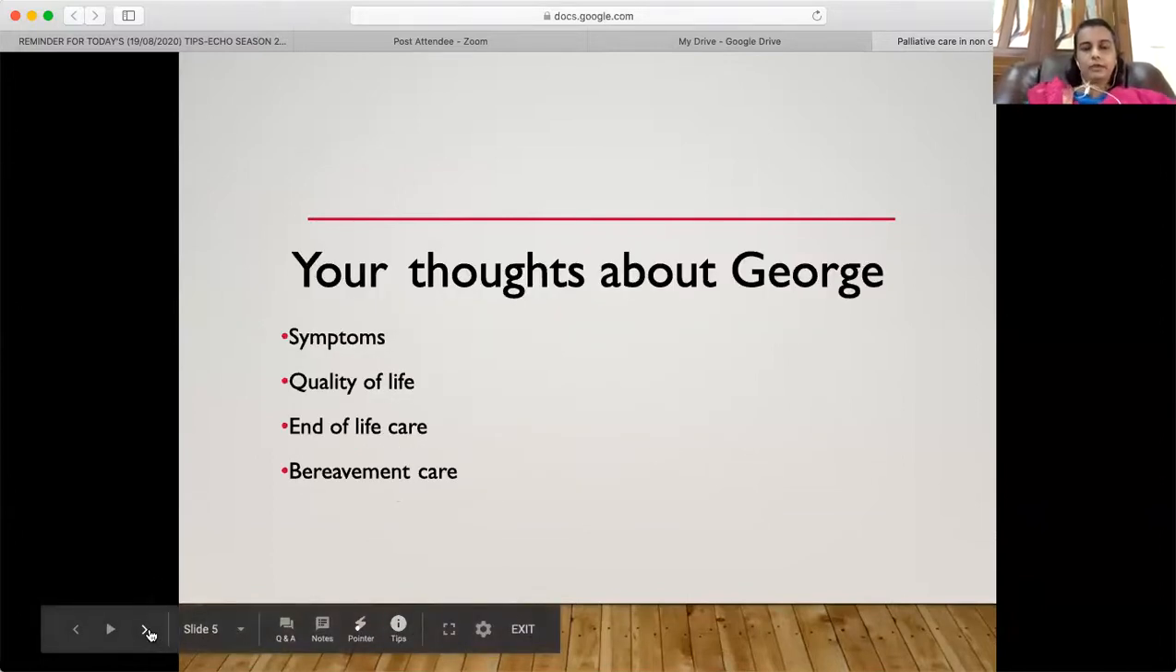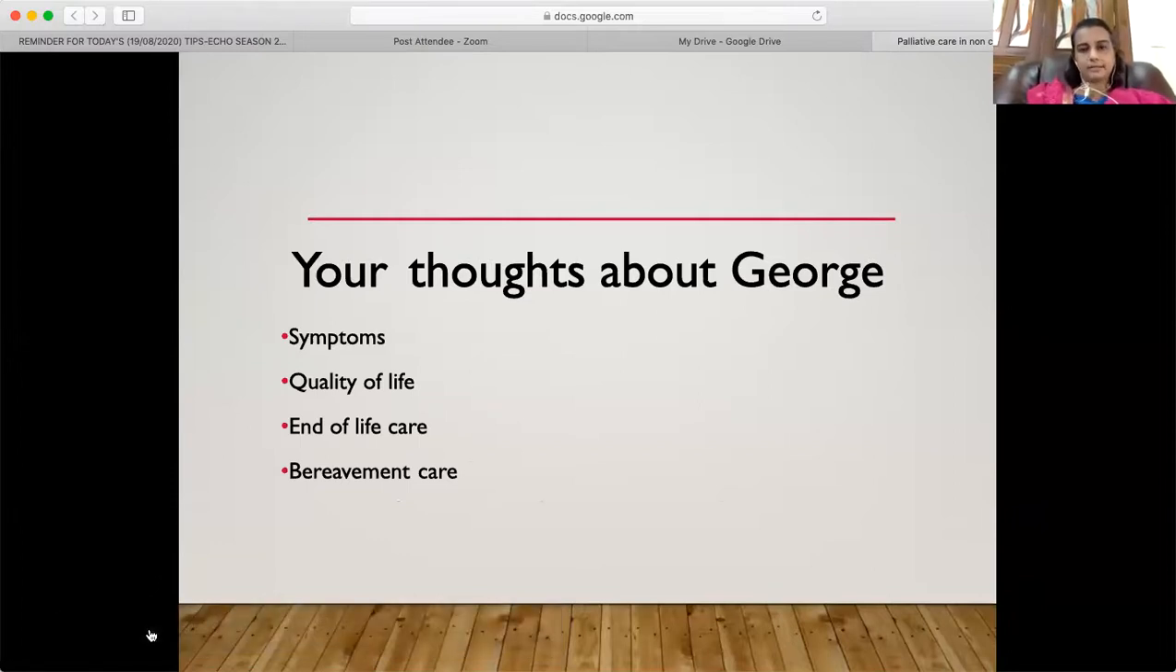So what do you all think about George? I'm sure it's a familiar patient. The names can be different, but the scenario is quite familiar to everybody who does acute medicine. What symptoms do you think he must have faced, at least during the last year of his life? What was his quality of life? And how was his end of life care? Do you think that was a good death?